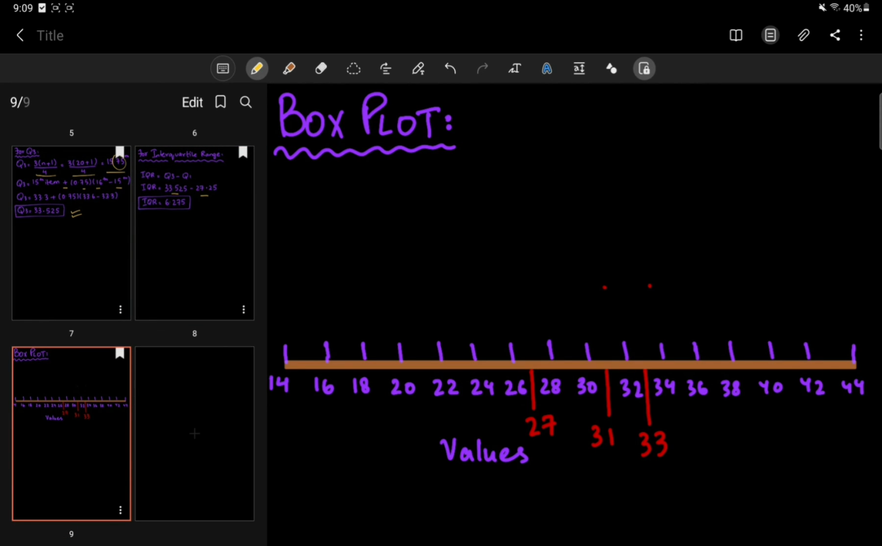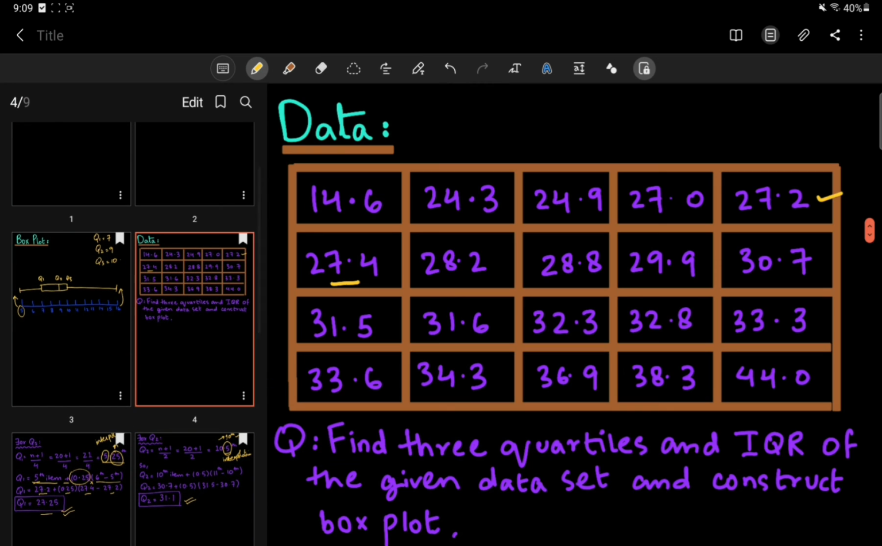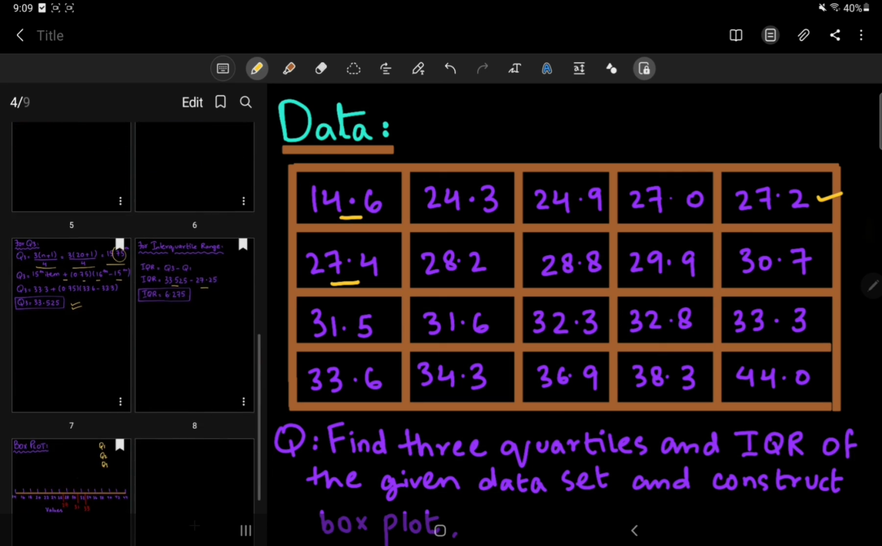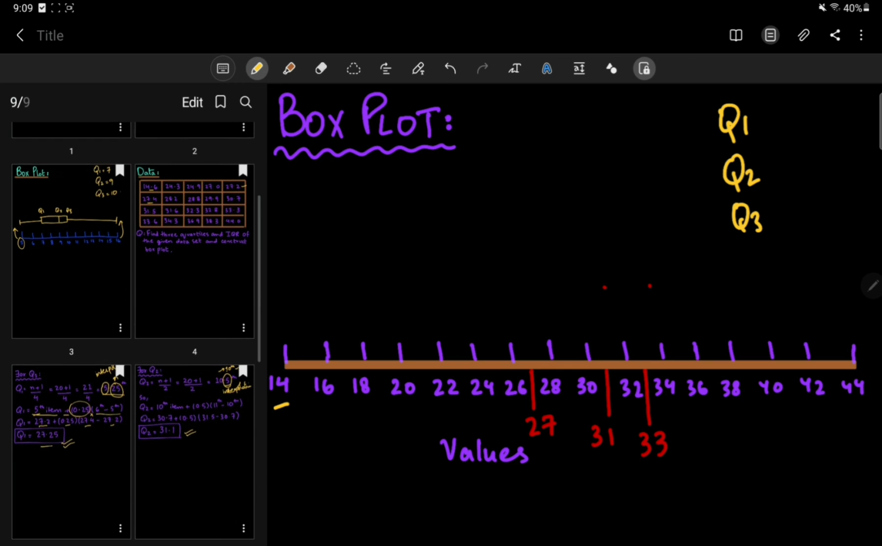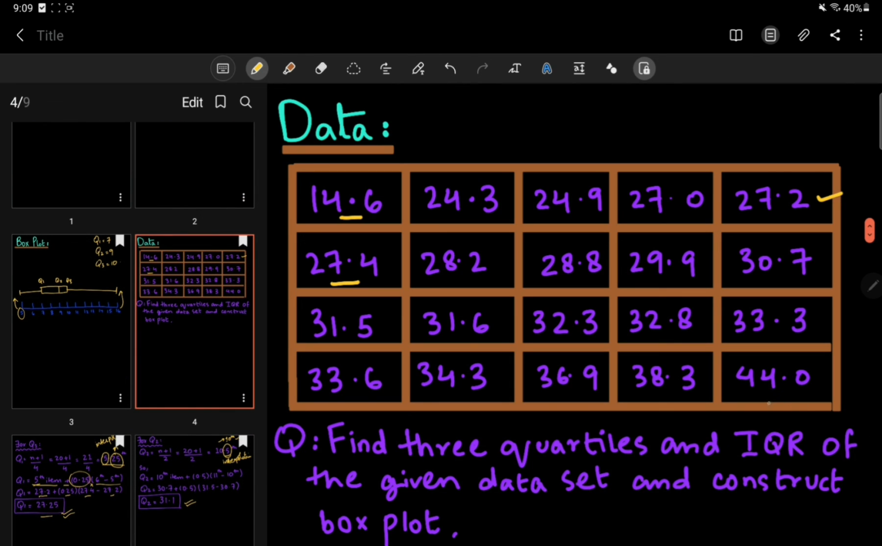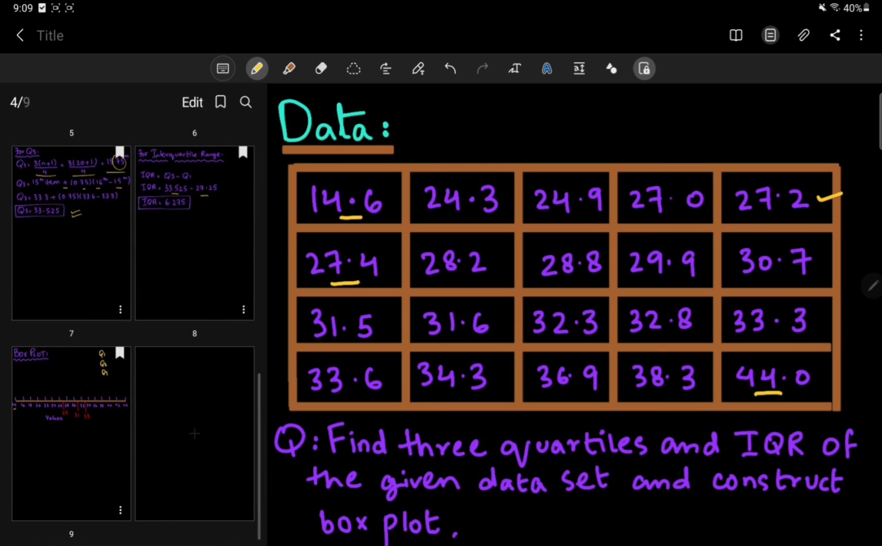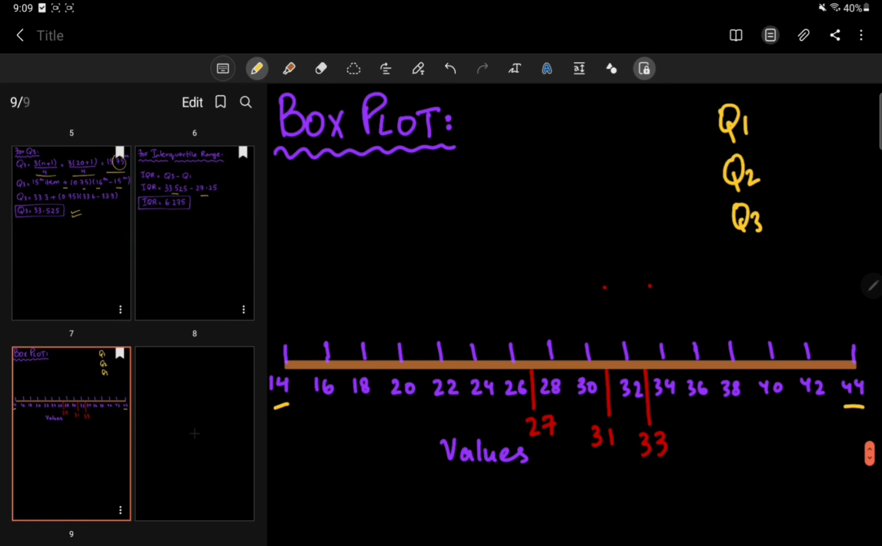Now how to construct a box plot? We have got our Q1, Q2 and Q3. So we just have to point out the values on the bar, on the line, so that we can construct a box plot. For this we have to know the minimum value of the data set, which is 14.6. So we will write it here for the plot, 14. And what is the maximum value in the data? In the data we have the maximum value 44. So we will write the maximum value as the end point of this plot.